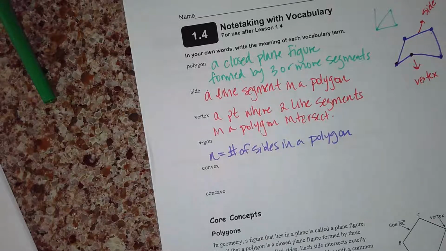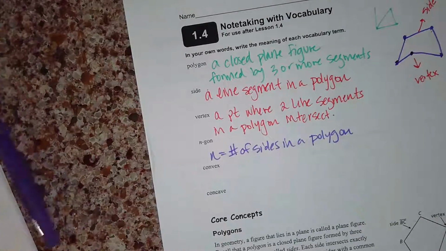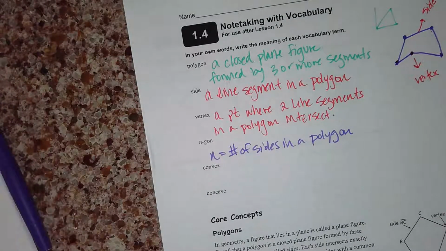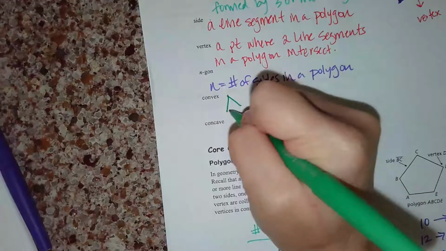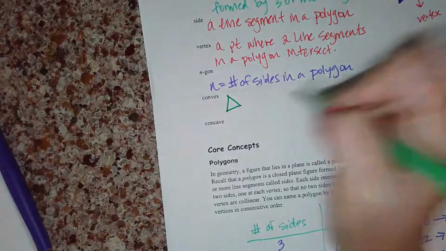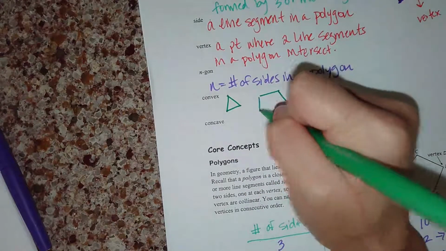Makes sense, right? All right, convex and concave. To be honest with you, convex and concave are much easier explained via picture than by definition. Convex is probably what you think of when you think of a polygon, like a triangle, maybe your hexagon.